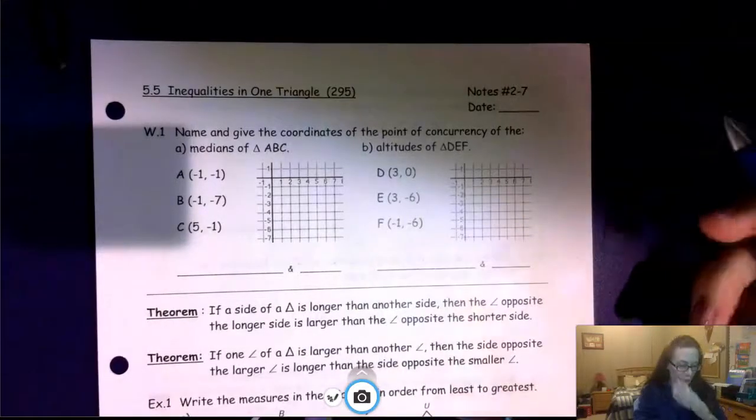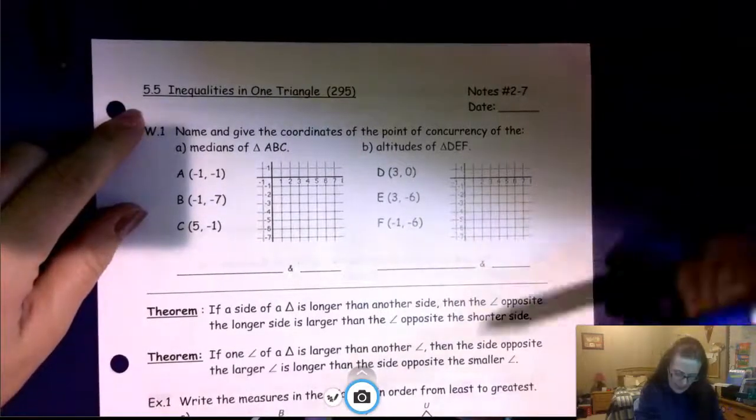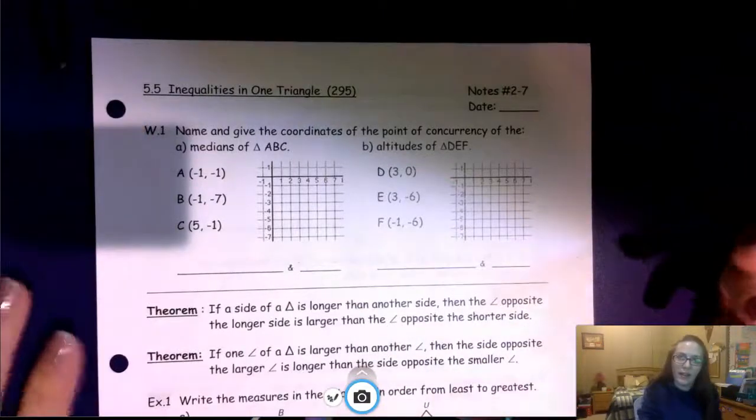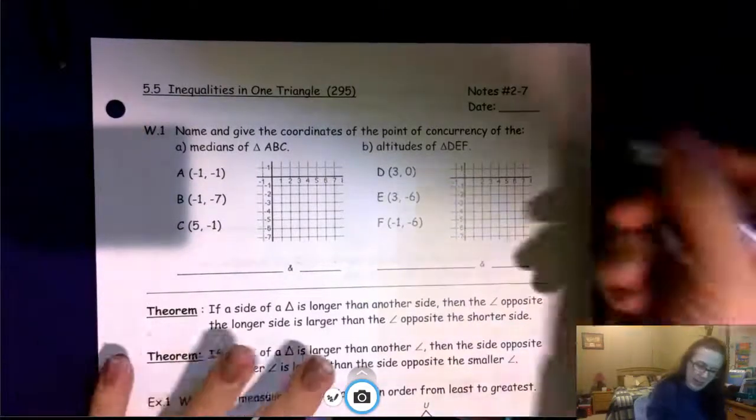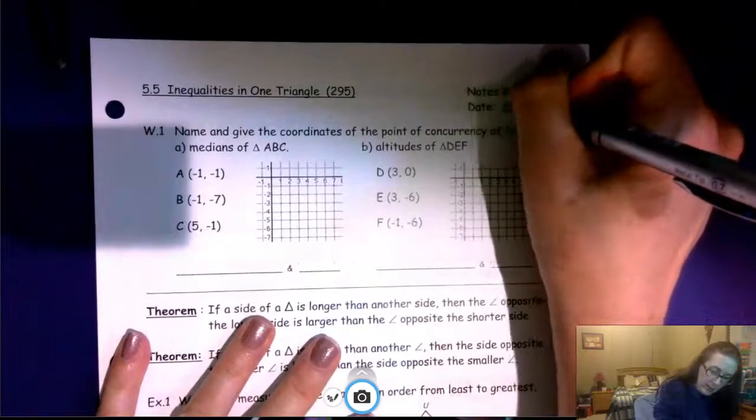Hello, welcome. We are doing section 5.5 today, which is on page 82 in your note guide. Today is 10:28 for me. We'll be doing these notes next week, however.